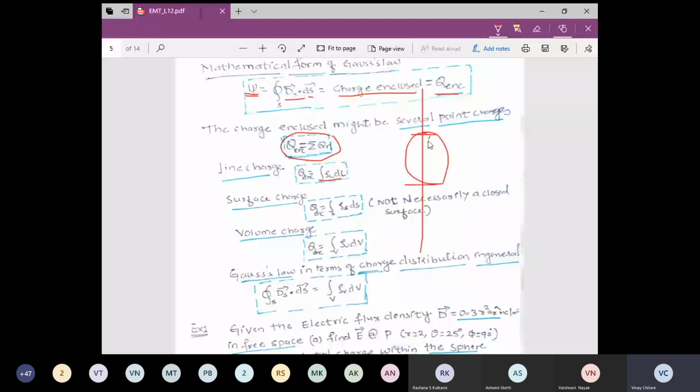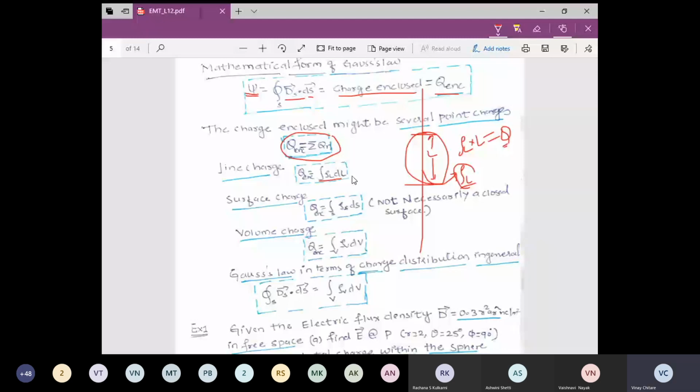This is L. If you know the charge density on this line, and if this charge density is uniform, you can find the total charge on this length L as rho L into L. That will be equal to the total charge on the line of length L, because we need to find the total charge trapped inside the closed surface, and it is given by rho L into L, which is equal to Q. If the charge density is not uniform, then we can use the general expression, that is, the integral of rho L into dl.